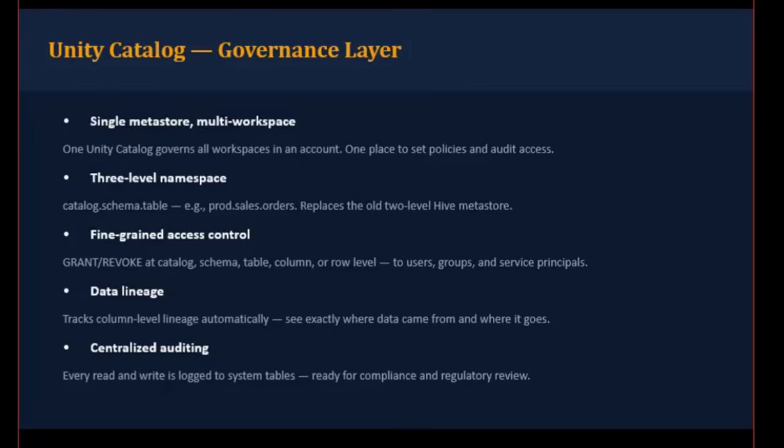Automatic data lineage. Unity Catalog automatically tracks column-level lineage. If table C's revenue column is derived from table A's price column and table B's quantity column, Unity Catalog shows that chain without you doing anything extra. This is invaluable for compliance and debugging.